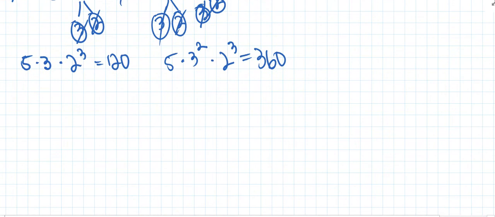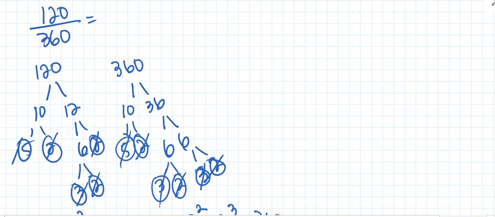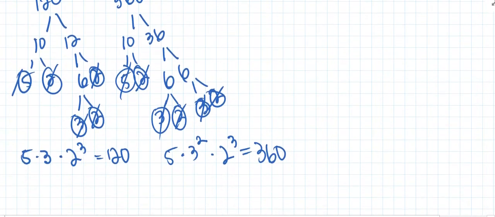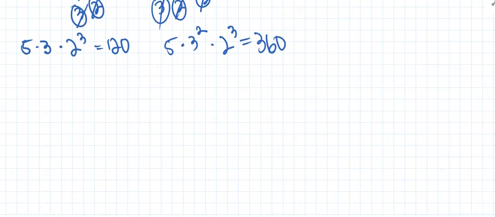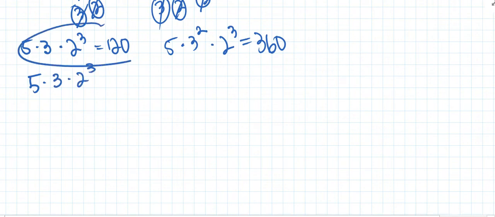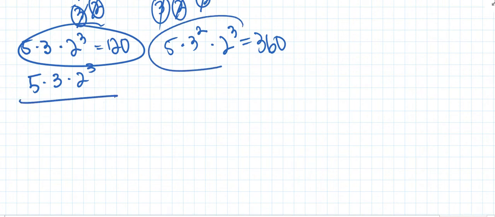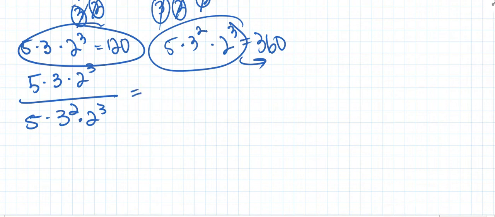Well, leave it in its prime factors, okay? So if we go back to the original, it was 120 over 360. So it would be 5 times 3 times 2 cubed, right? Because we showed here that it's the same. It was prime factorization, okay? Over this here, because this is equal to 360. Now we can immediately see what cancels out if you remember the properties of fractions.